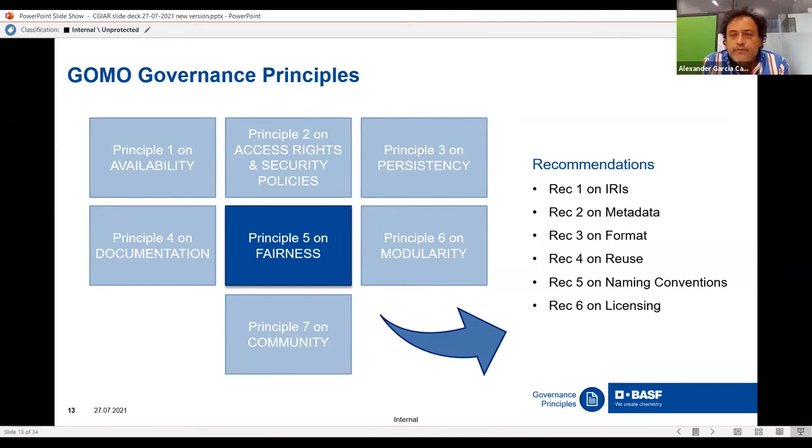And then we have discussed and put together a set of recommendations. And those recommendations are, of course, related to standards, related to training sessions, related to best practices. So in this case, for instance, FAIRness is related to recommendations on IRIs and metadata formats, reuse of ontologies, naming conventions, and licensing.